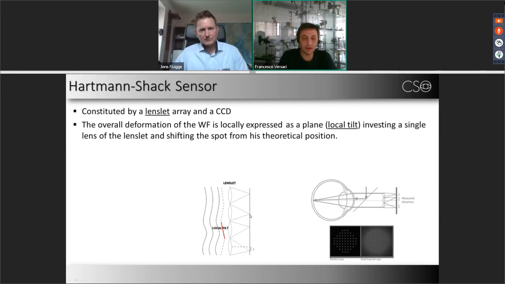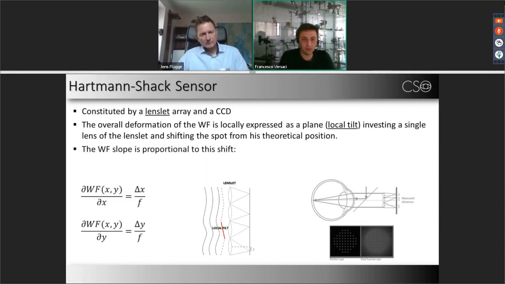So if I have a planar wavefront, all the spots fall exactly on the axis of the lens. But if I have some local tilt somewhere, my dots will be displaced from the ideal position of the spot. So we can assert that the derivatives of the wavefront along x and y are proportional to the shift in x and y of those spots.